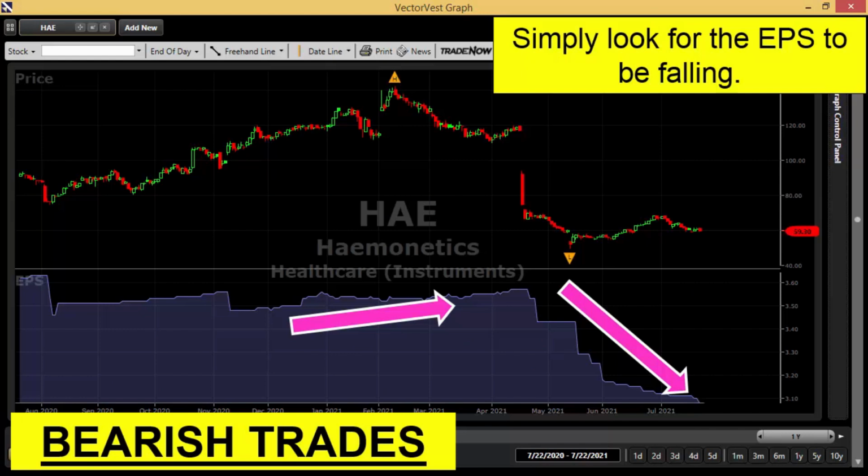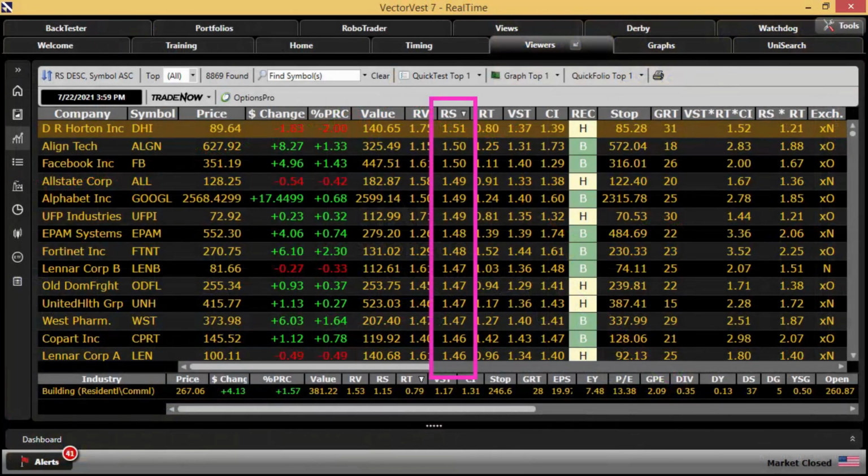For your bearish trades, simply look for the EPS to be falling. It can either be a steady stair-step down over time, or, like in this example, a transition from going stair-step up to then steadily falling. Now here at VectorVest, we also have an indicator which helps you to even more identify companies with either steadily rising or falling earnings. And that indicator is RS, or relative safety.